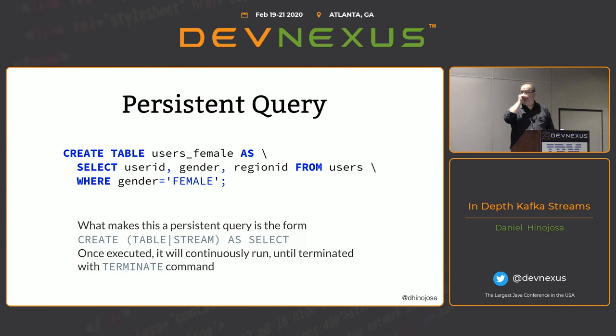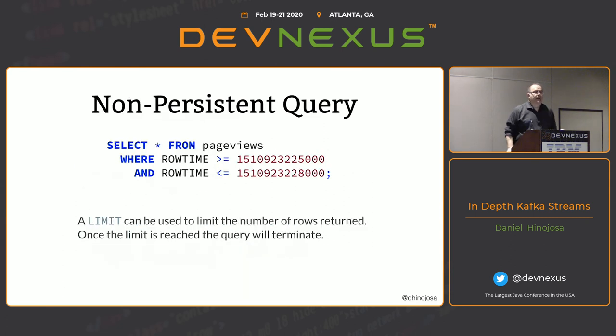Again, your answers, your results, are just going to find their way into another topic. That's what a persistent query is. A non-persistent query is, hey, I just want to look at this in the CLI. That's all I want to do. I don't need it to go to a topic right now. I just want to learn and see what results I have.